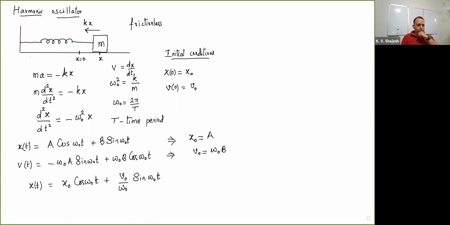So this is a very general solution, based on any initial conditions. And remember, x naught is how much you stretch the spring at time t equal to 0. And while you're leaving, you could give it a kick, and that's your v naught. So that's your complete solution.